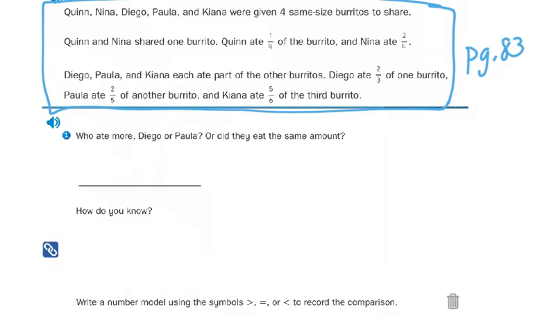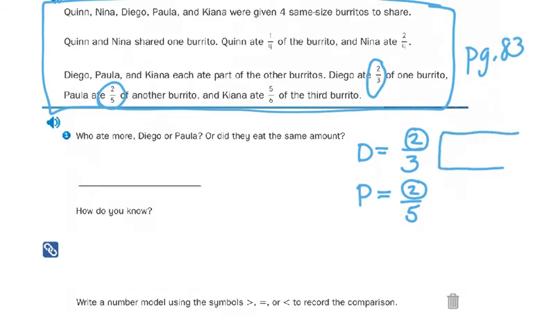First thing I'm going to do is put D for Diego and P for Paula. Diego ate 2/3. So I'm going to write 2/3. And Paula ate 2/5. Now, since the numerator is the same, it makes it a little bit easier to compare. 2 out of 3 pieces out of a burrito would be more than 2 out of 5 pieces.